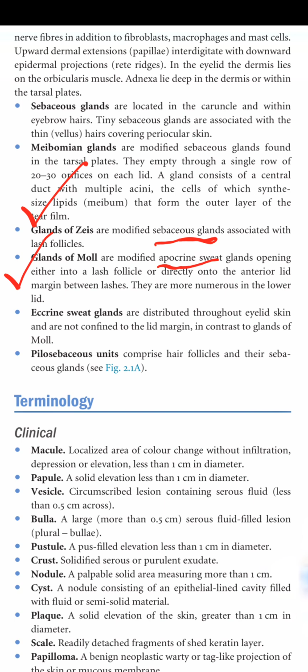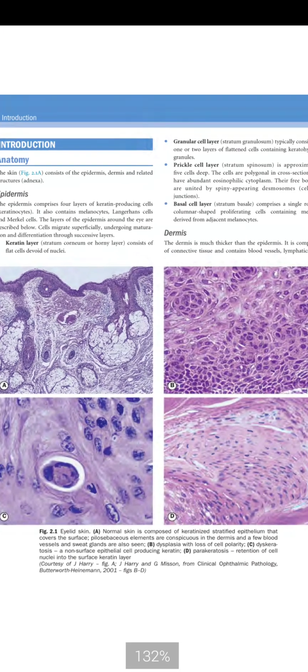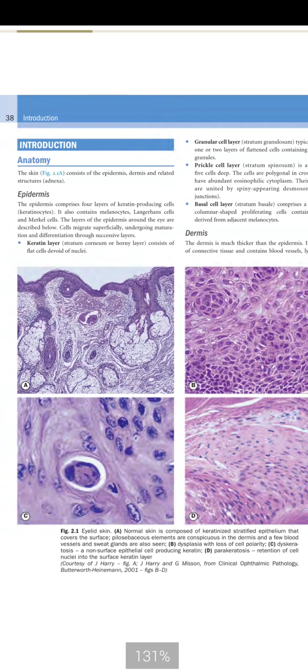Eccrine sweat glands are distributed throughout the eyelid skin and are not confined to the lid margin, in contrast to the glands of Moll. Pilosebaceous units comprise a hair follicle and a sebaceous gland. So these are the eyelid skin.